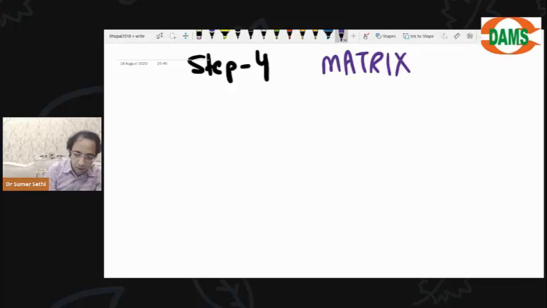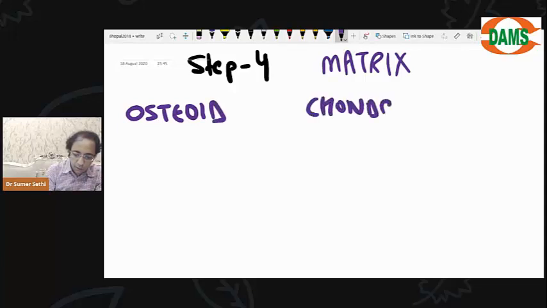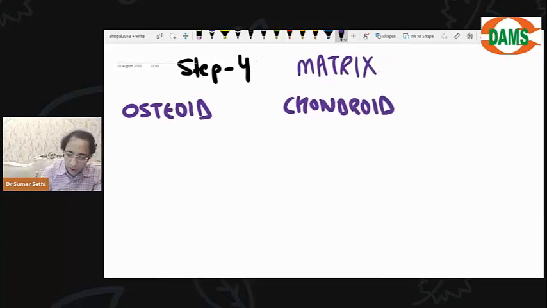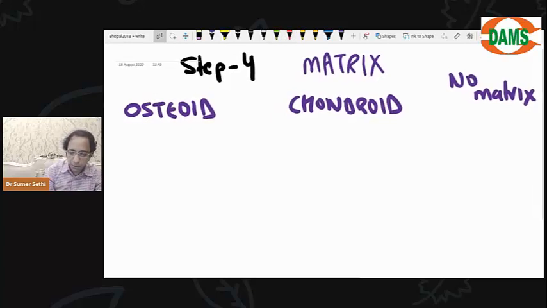Matrix. Now there are tumors which are producing osteoid. There are tumors which are producing chondroid, okay, which can be identified, and there are tumors which have no matrix. Okay, so do we have an identifiable matrix? कौन से मैट्रिक्स हम पहचान सकते हैं? We can identify osteoid, we can identify chondroid.